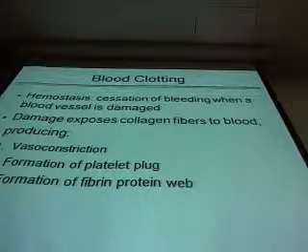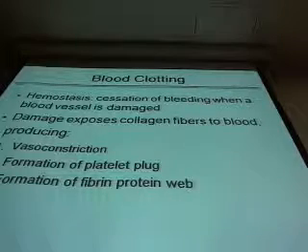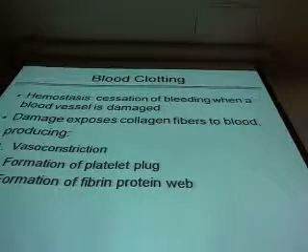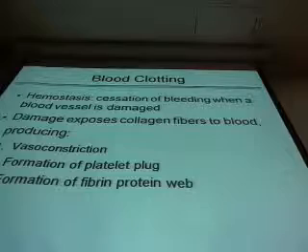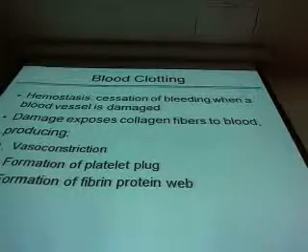Okay. Enough for now. We'll come back. We'll start with blood clotting. It's kind of a whole different thought process, and we'll start with that on Tuesday.